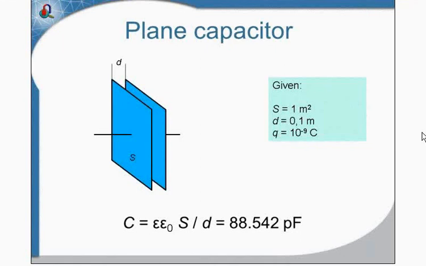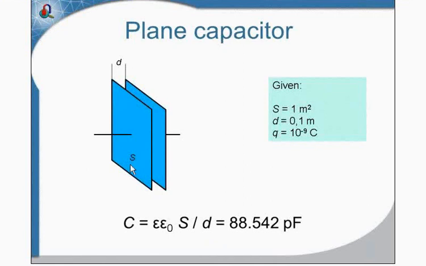Now, let's continue and calculate the capacitance of the plain capacitor. That's a classical case, and everybody knows the equation to calculate the capacitance of the plain capacitor. Here you can see it on the screen. This formula is absolutely accurate for the two infinitely large plates.